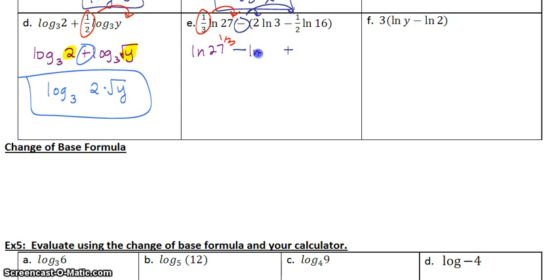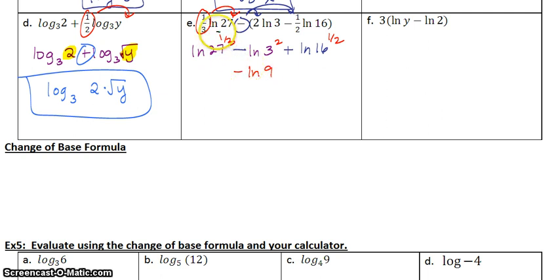I end up with ln of 3 squared. Notice the negatives are not moving with the exponents. ln of 16 to the 1/2 power. In this situation, all three of these are powers that I can actually do. So 3 squared is 9.